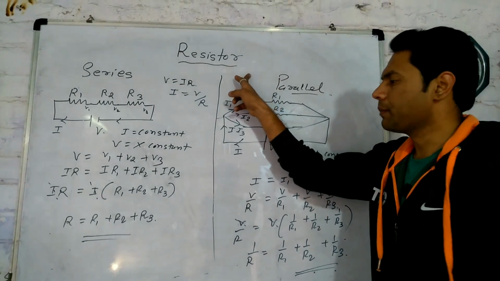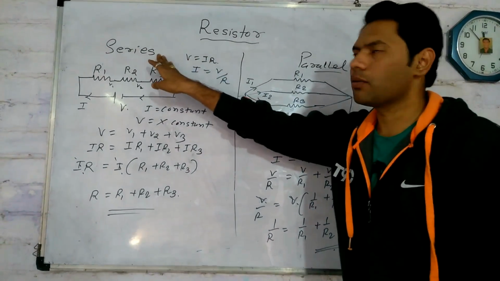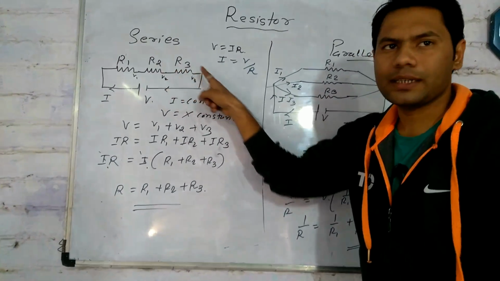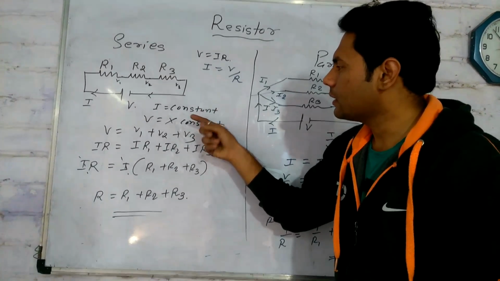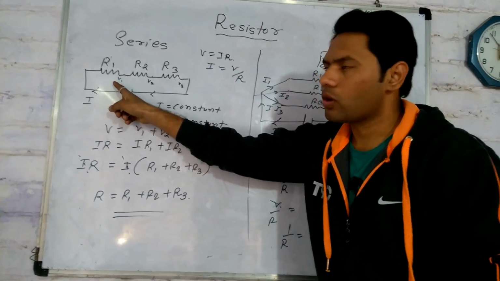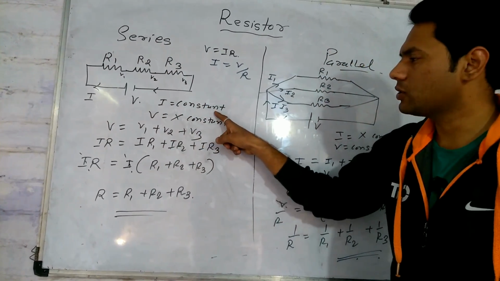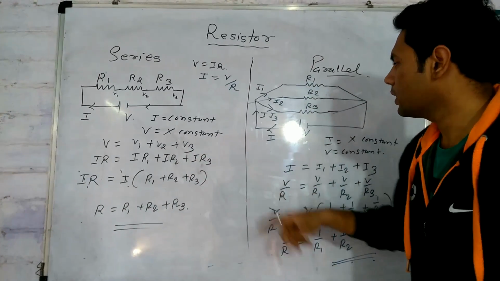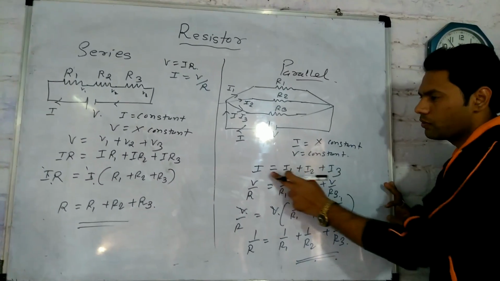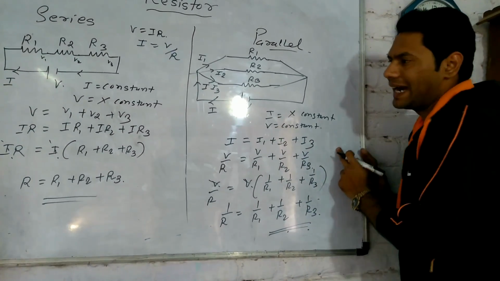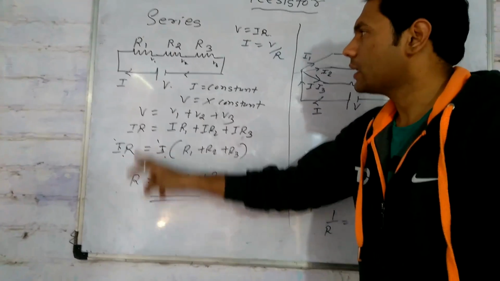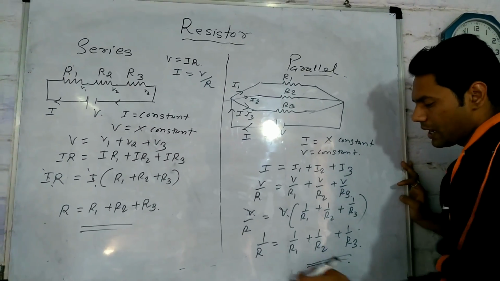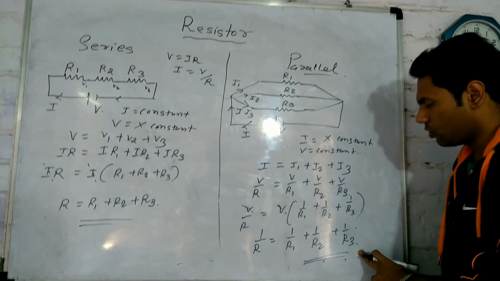So what we get is, resistors have two kinds of combination, series and parallel. In series, we have to arrange resistors in series and then check whether there are more paths or one. Here we have only one path, so I is constant and V is variable. So we get V1 plus V2 plus V3. Here the paths change, so I is not constant, so we can take I is equal to I1 plus I2 plus I3. Now put down Ohm's law and we get in series R is equal to R1 plus R2 plus R3. But in parallel, we get 1 upon R is equal to 1 upon R1 plus 1 upon R2 plus 1 upon R3.